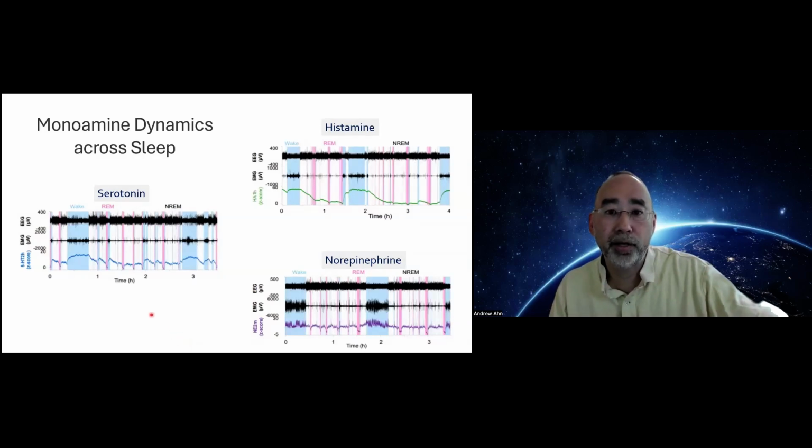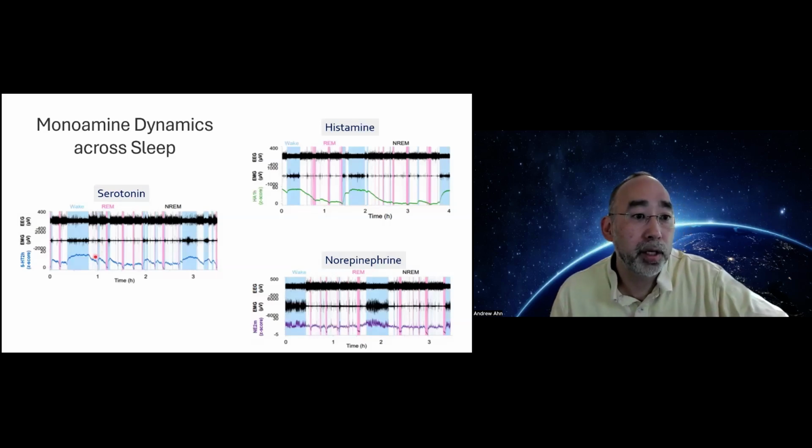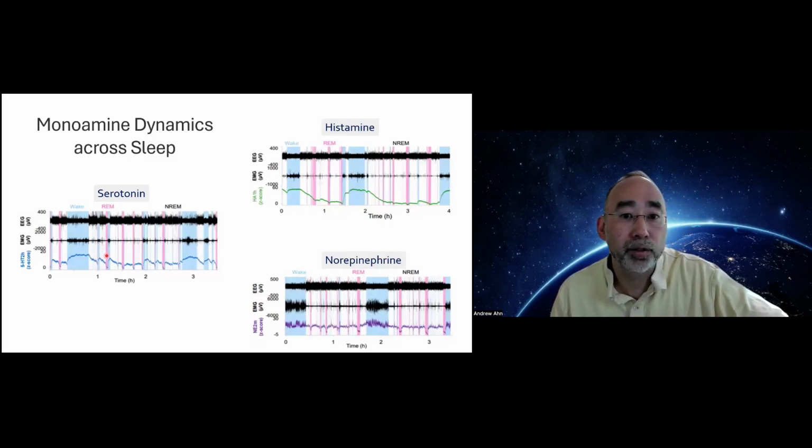And this slide shows actual measurements of the monoamine levels, not just firing rates, across wakefulness, REM, and non-REM. You could look at serotonin, histamine, and norepinephrine. And let's just take a look at the serotonin, for instance. Blue is here marked by wake, the white areas is non-REM, and red is REM.